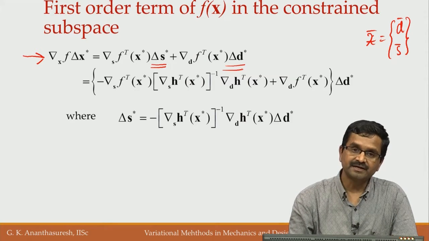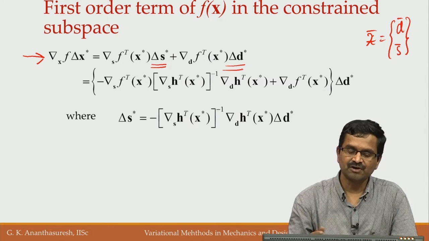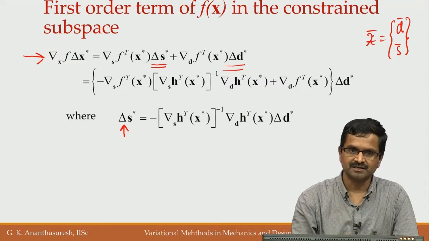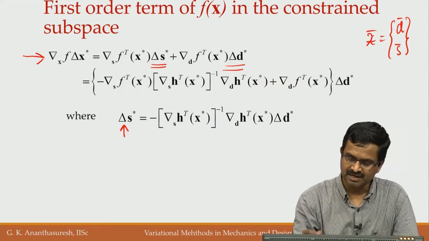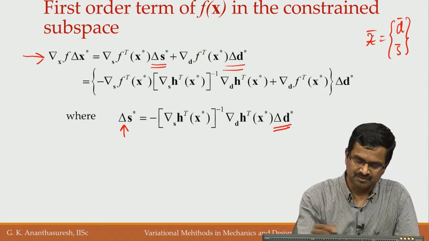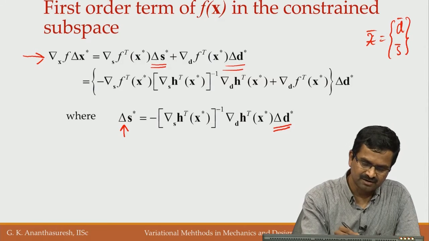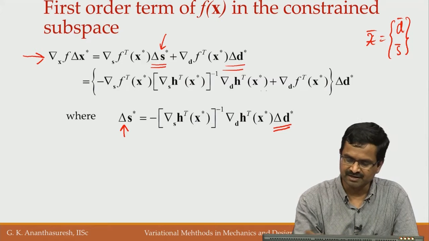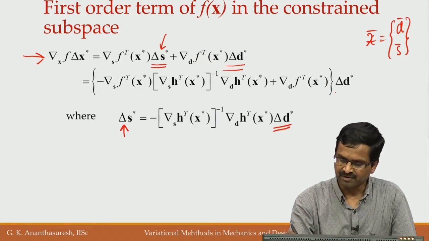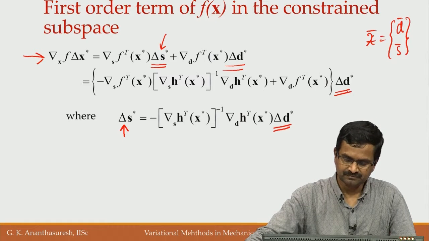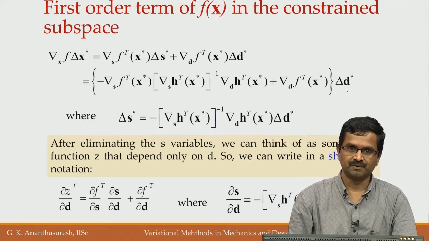Since equality constraints have to be satisfied after perturbation, we can express this delta S star, that is solution variable perturbations, in terms of decision variable perturbations. Okay. When we substitute this delta S star over there, we get something like this, where we have delta D star, the decision variables. That is all we can change, alright.